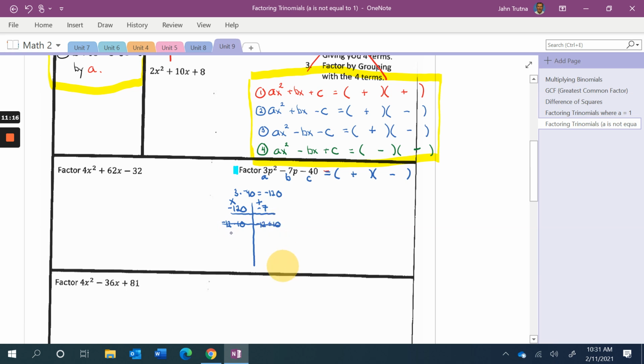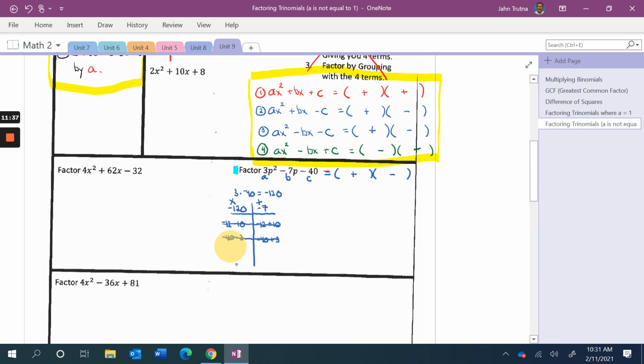You have to find a pair of numbers that multiply to make negative 120. How about negative 40 times positive 3? Yeah, that works for multiplication, but negative 40 plus 3 does not add to negative 7. So those are not your answers. And you just got to keep going, you guys.